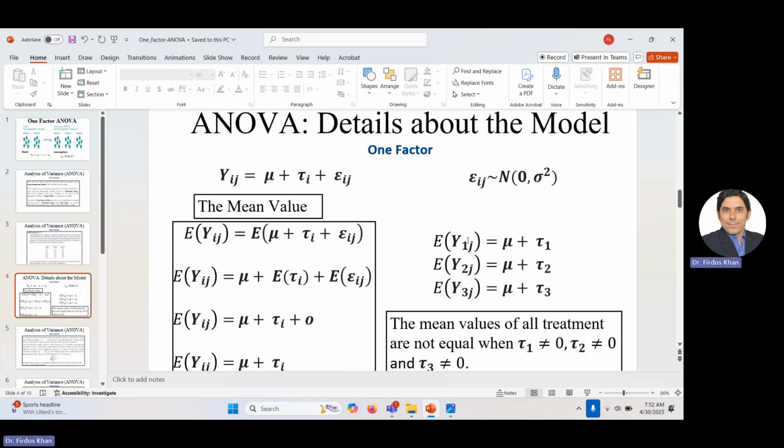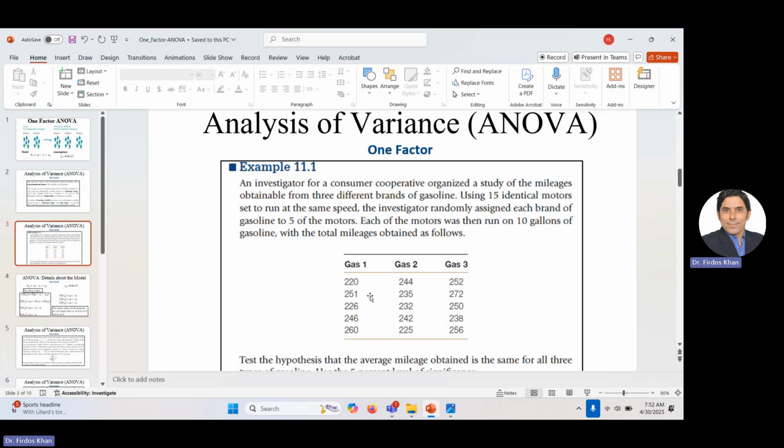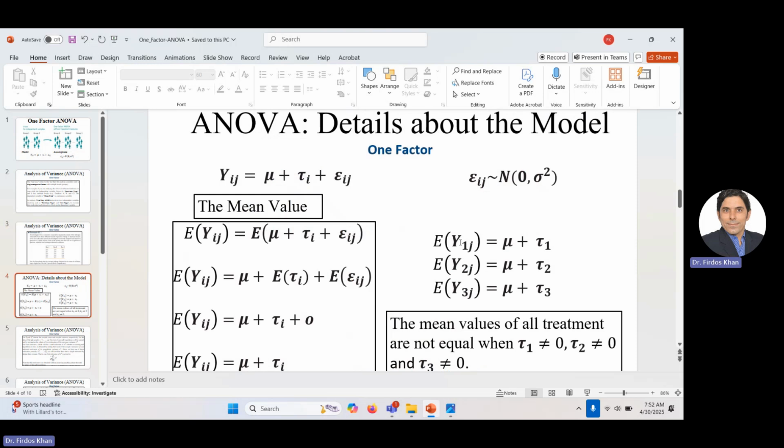Now we can list it like this. Suppose we take this example with 3 levels. With the first level, the mean value of the dependent variable is mu plus tau 1. We don't know about this tau 1; it can be some quantity, negative or positive, whatever. The expected value for the second level of the factor is mu plus tau 2. Tau 2 can be negative or positive. If it is positive, the mean value of y2j can be greater than the overall mean, and in case of negative tau 2, the mean value of y2j can be less than the overall mean.